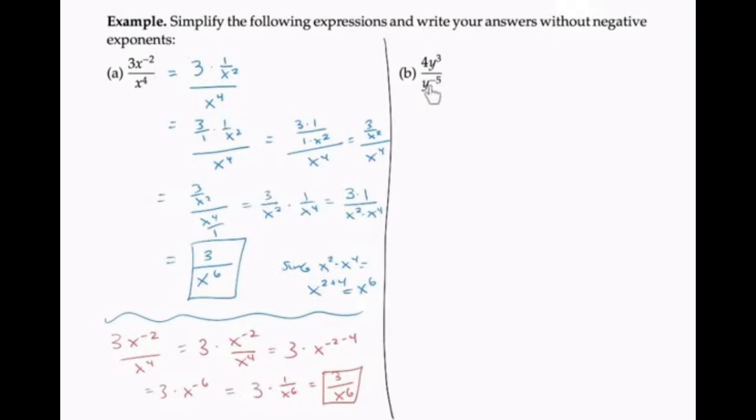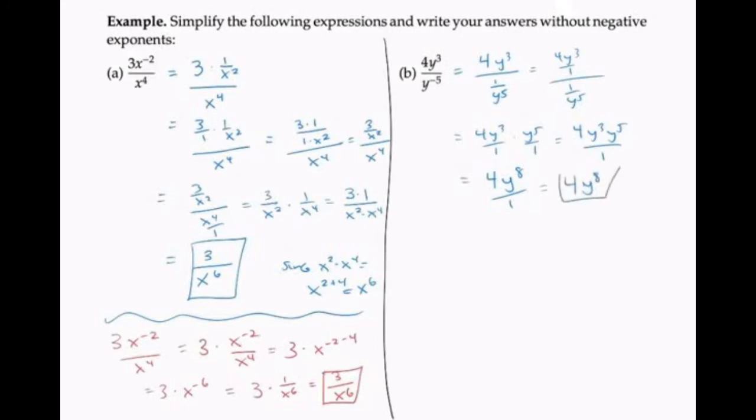The second problem can be solved in similar ways. Please pause the video and try it before continuing. One way to simplify would be to use the negative exponent rule first, writing y to the minus 5 as 1 over y to the 5th. Thinking of this as a fraction divided by a fraction, I can multiply by the reciprocal. I get 4 cubed times y to the 5th over 1, and by the product rule the numerator here is 4y to the 8, and so my final answer is 4y to the 8.